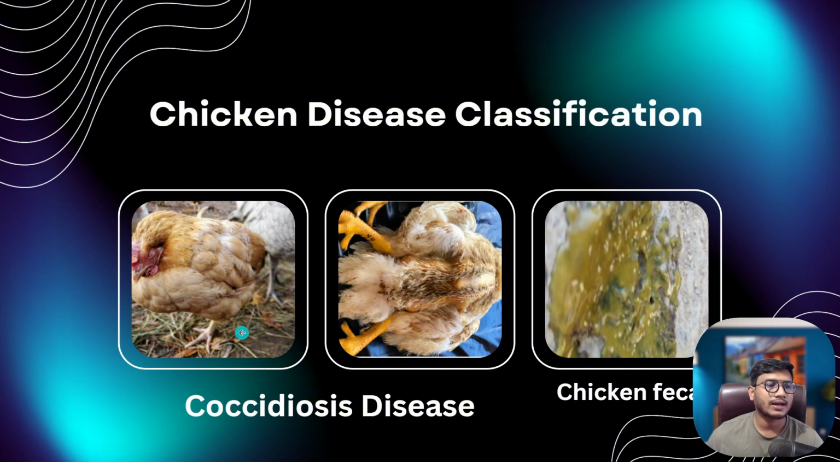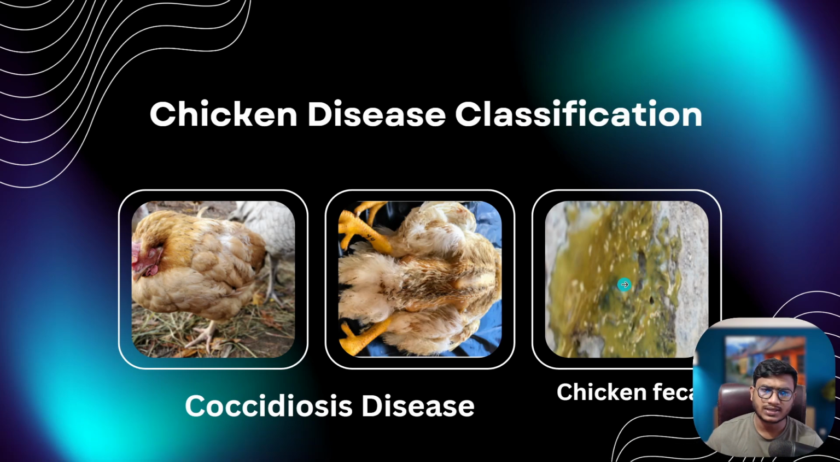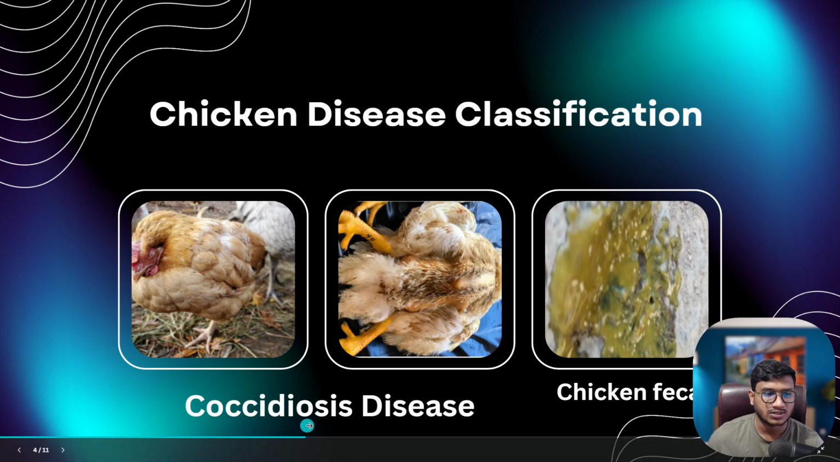And to classify these kinds of disease of the chicken, we'll be using something called chicken fecal image. Okay, fecal image. You can see this is the chicken fecal, and this is the coccidiosis affected chicken fecal. You can see the color of the fecal is yellow. So if it is kind of yellow, at that time you can consider this chicken has been affected with coccidiosis disease.